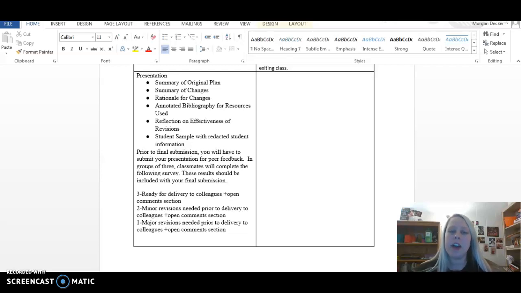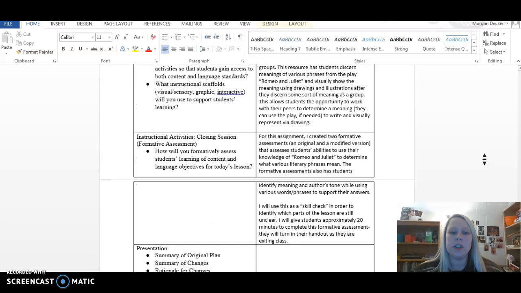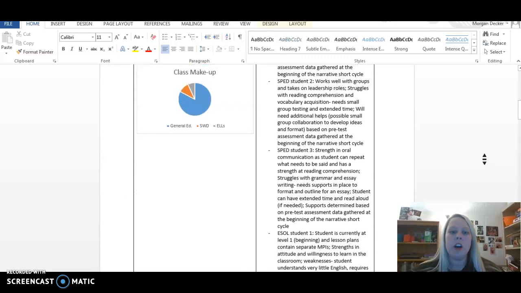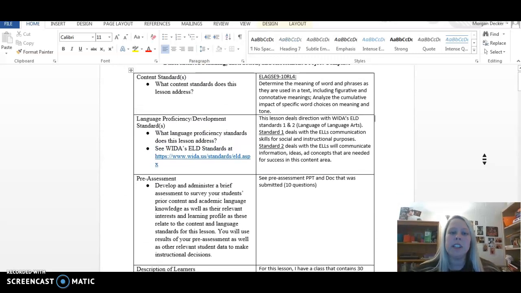And so with this, I'll walk through the student makeup in my class, as well as my original plan, and then we can look at some student samples as well. I'll start by going up to the top, and we can look at our content standards. So we started with the meaning of words and phrases as they're used in a text, including figurative and connotative meanings, and then ultimately, analyze the impact of specific word choices on meaning and on tone.